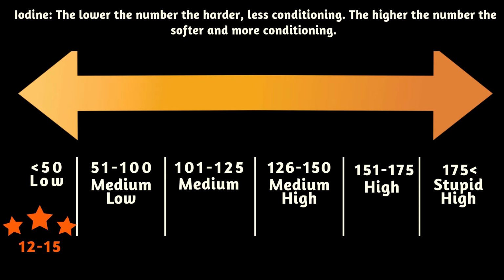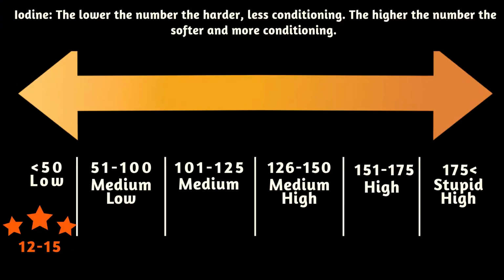The butter, you don't know probably. The butter comes from Brazil. It has a very low iodine level. The iodine, from what I could find, only comes in between 12 and 15. The lower the iodine is in bar soap, the harder the soap will be, and the higher it is, the softer the soap will be, and more conditioning, while the harder it would be less conditioning.